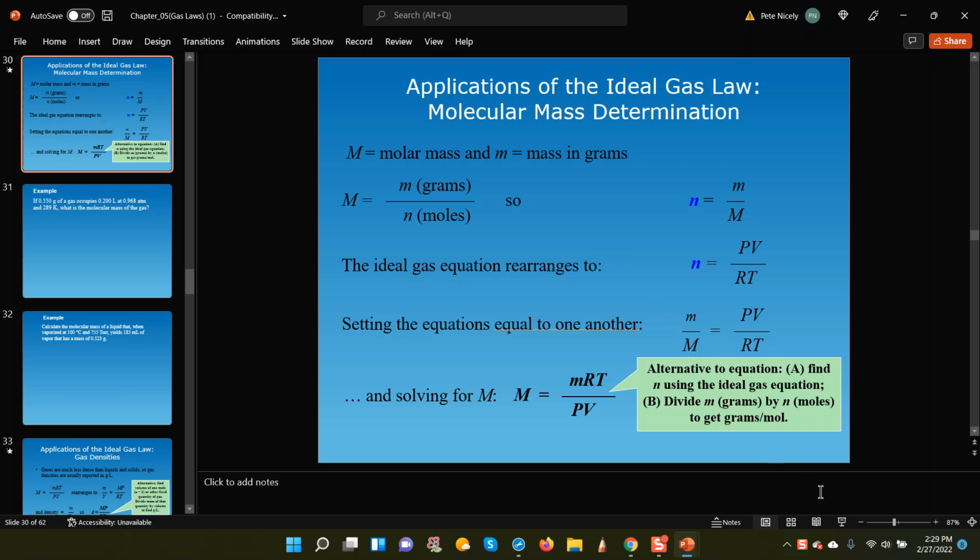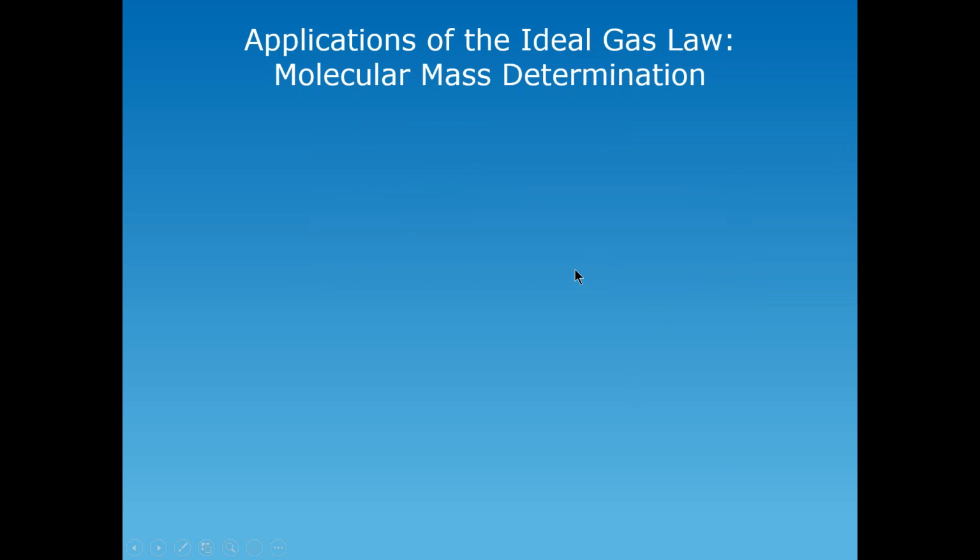So now we're going to look at one way of applying the ideal gas equation, and we can use this to determine the molecular mass of a gas. Of course, the molecular mass is the same thing as the molar mass, numerically speaking. So in fact, what I'll be showing you here is how to determine the molar mass. Once you determine the molar mass, numerically, it would be the same as the molecular mass.